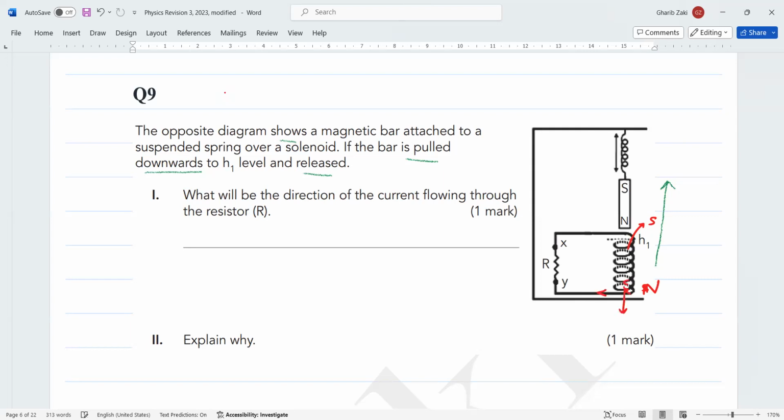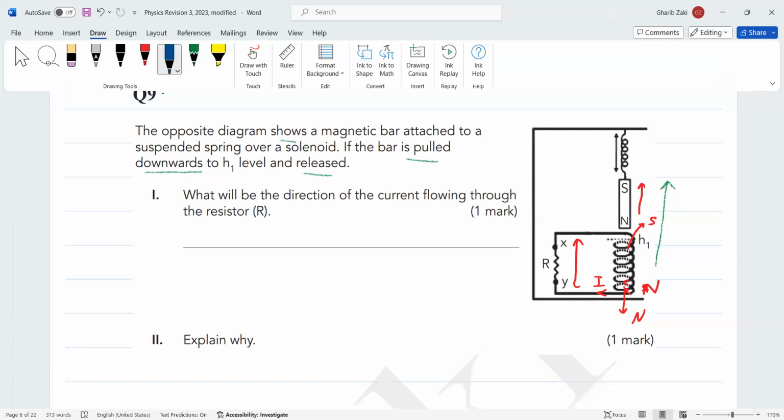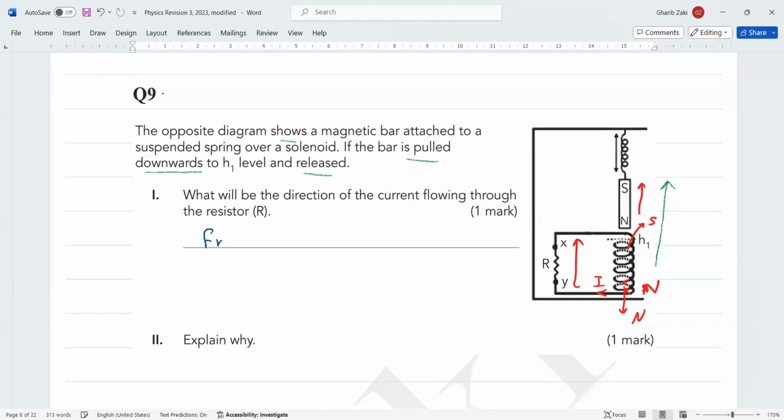Because this polarity is north. Why north? Because the back at H1 is south. Why south? Because the magnet is moving up, away from the solenoid. Now we have the current here. Then the current moves from what? From Y to X. So the direction of the current is from Y to X. That's what I explained, but I write it for you.